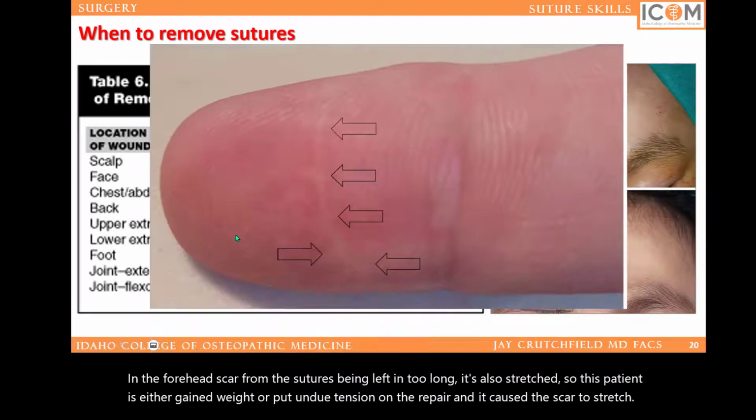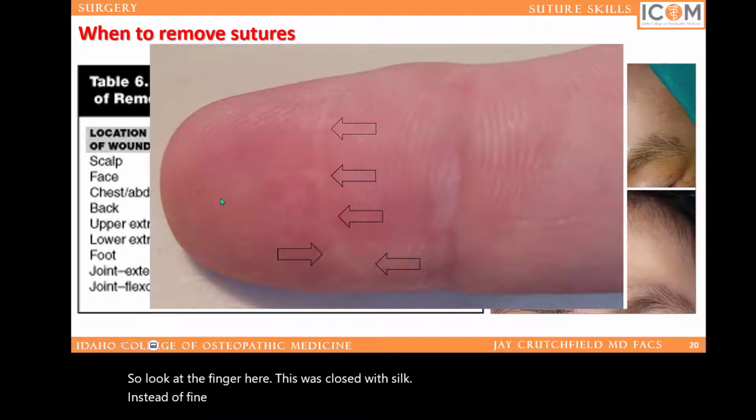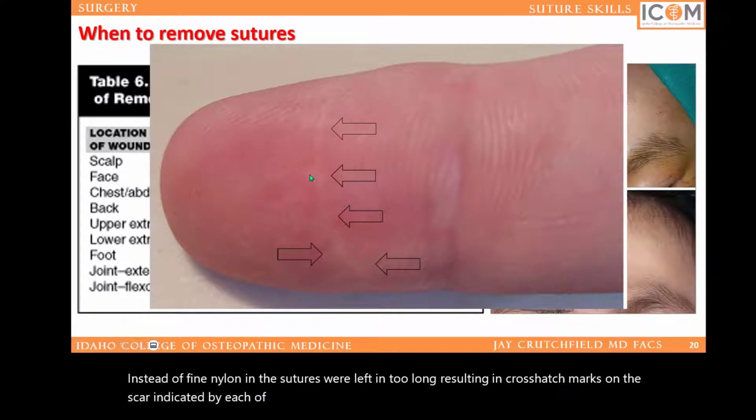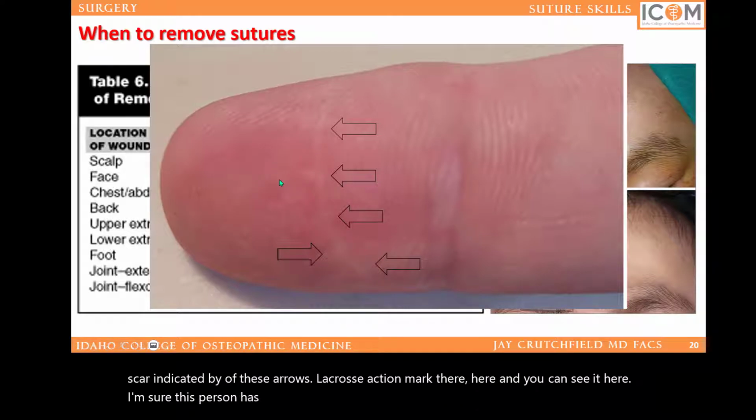So look at the finger here. This was closed with silk instead of fine nylon, and the sutures were left in too long, resulting in crosshatch marks on the scar indicated by each of these arrows. Little crosshatch mark there, here, and you can see it here. I'm sure this person has a very unique fingerprint.